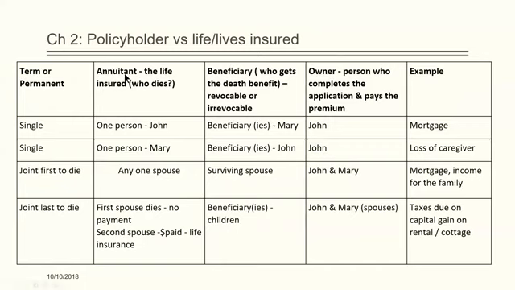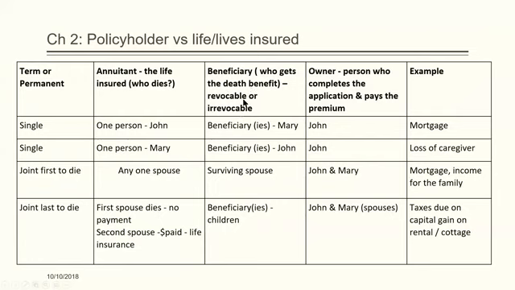By annuitant, we mean, think of it, the life insured, that is who is going to die. Who will die for the life insurance money to be paid out? If John will die, then somebody else has to get the money. There is a beneficiary. The beneficiary is who's going to get the death benefit. And it can be revocable or irrevocable.